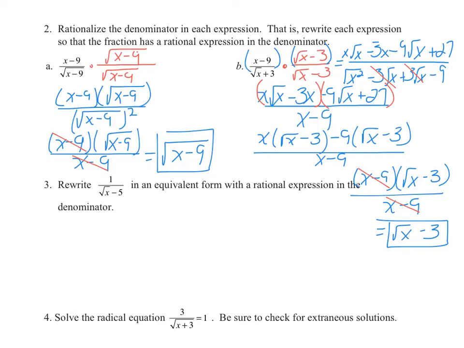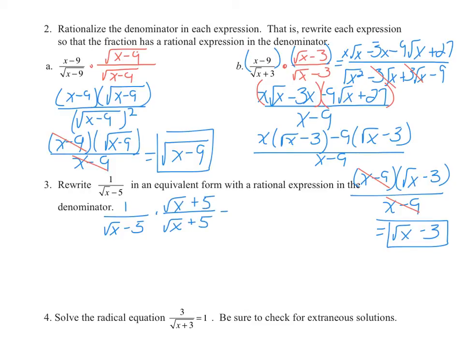Rewrite 1 over radical x minus 5 in an equivalent form with a rational expression in the denominator. All right, that denominator is a binomial, and the whole denominator is not a radical, so I can multiply top and bottom by its conjugate. So I have 1 over radical x minus 5 times radical x plus 5 on the bottom, so radical x plus 5 on the top.